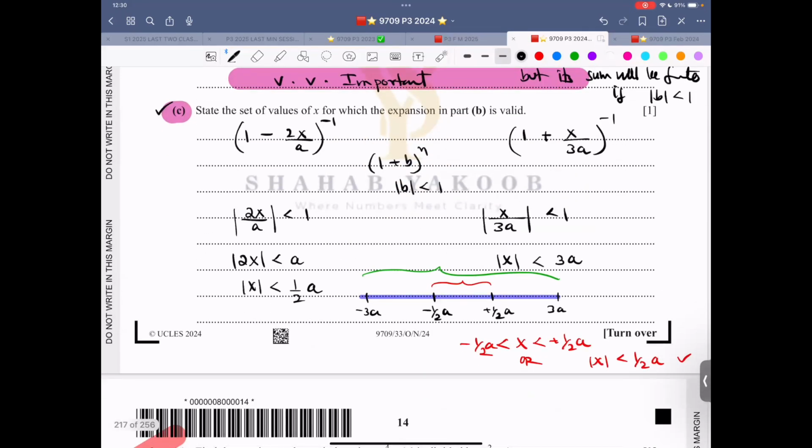So now we have this thing. Let me use the red marker again. This is minus, and this is 2x over a. And this 2x over a modulus is less than 1. Doesn't make a difference if there is a negative sign. The modulus will make it disappear. Therefore, x modulus lies between half a. And I can write it further. Therefore, x lies between half a and -half a.